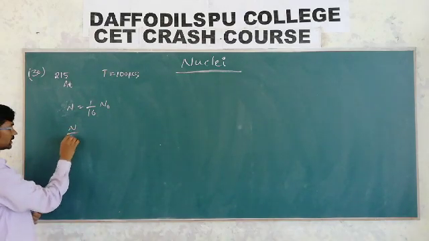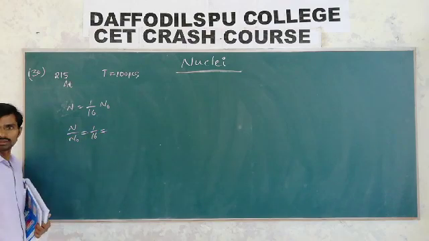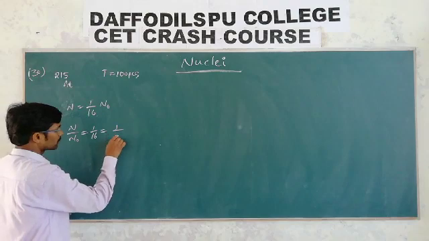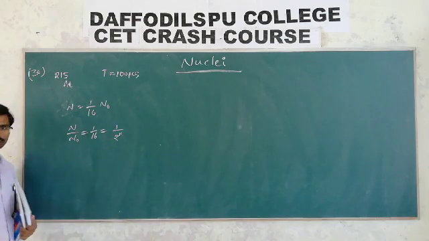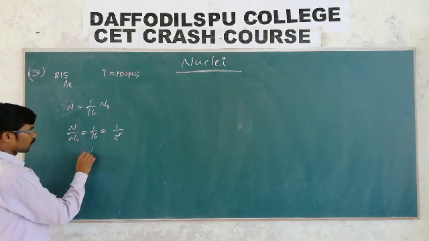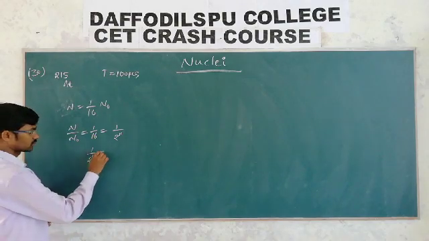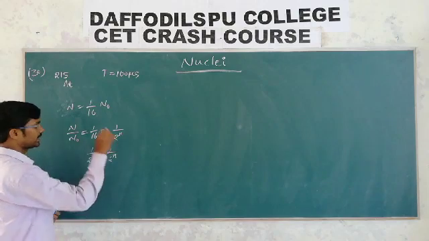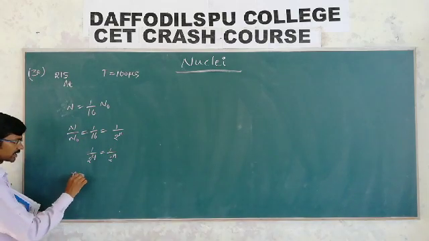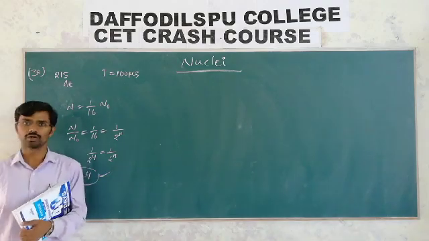So let us see. N by N0 is equal to 1/16, which is equal to (1/2) power n. Now what can you write here? 1/16 is equal to (1/2) power 4, which is equal to (1/2) power n. Then n is equal to 4. So the number of half-lives will be 4.